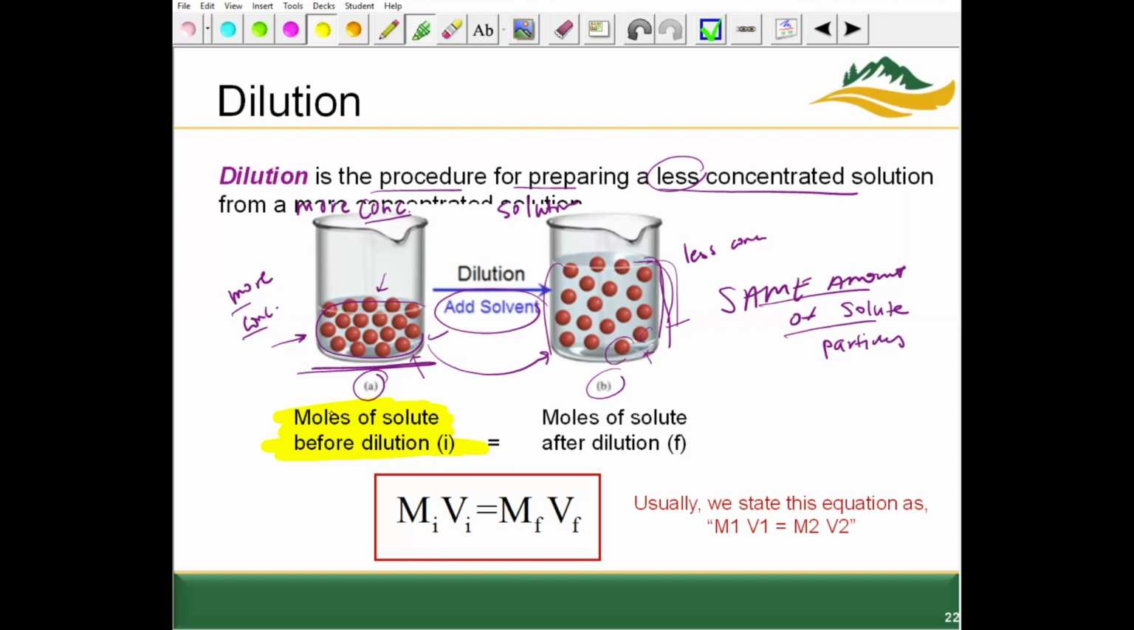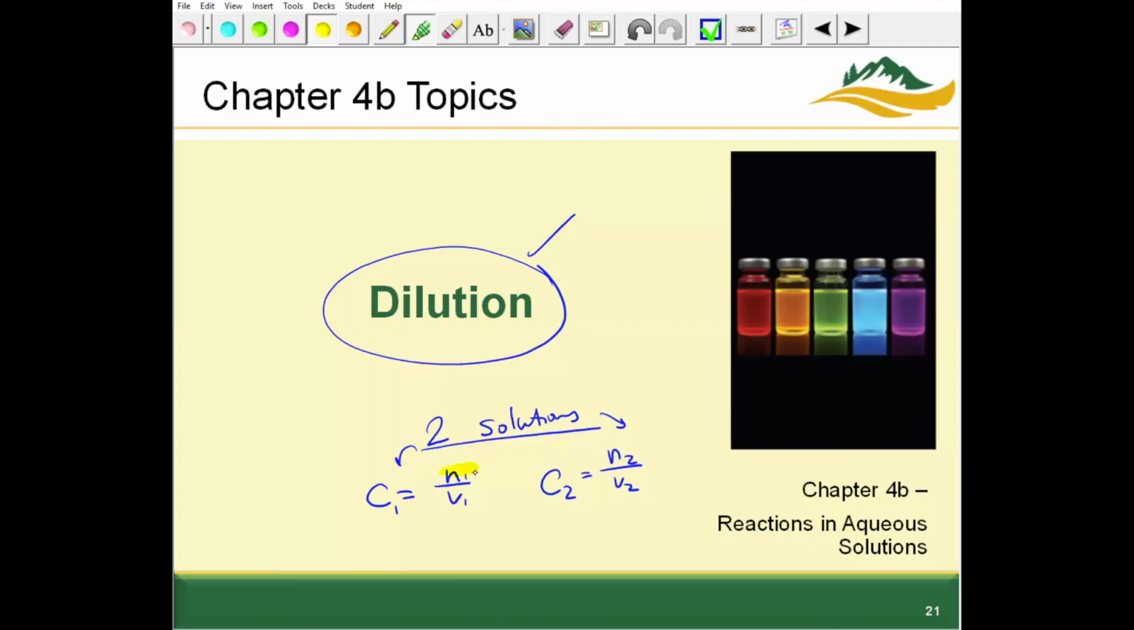So this whole principle that we're seeing comes back to this other really important idea of dilution, where the moles of solute before dilution is the same as the moles of solute after dilution. Okay, so going back up here, the moles of solute is the same before and after dilution. So this could be our before, this could be our after dilution. So if these terms are the same, then we can make this really handy dilution equation.